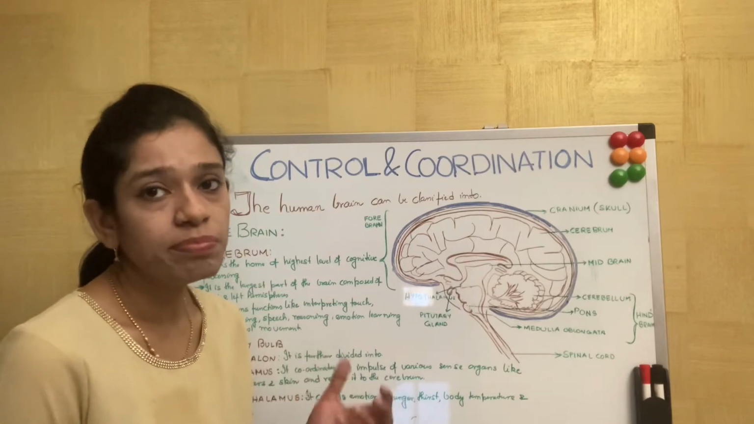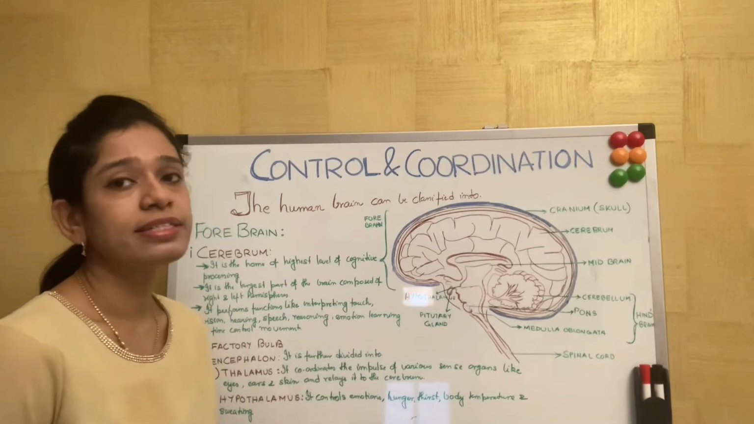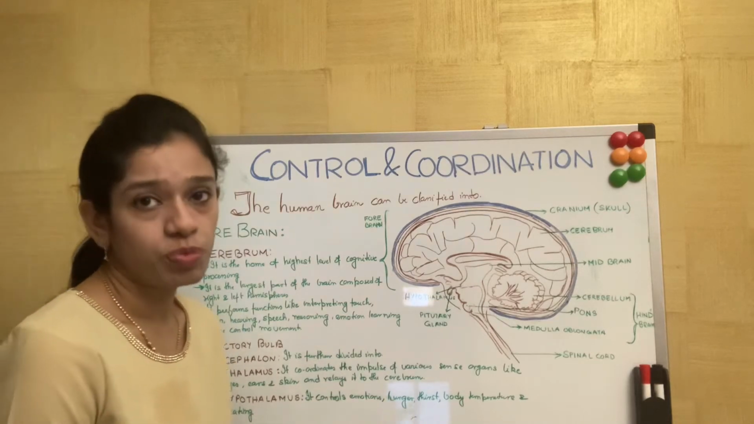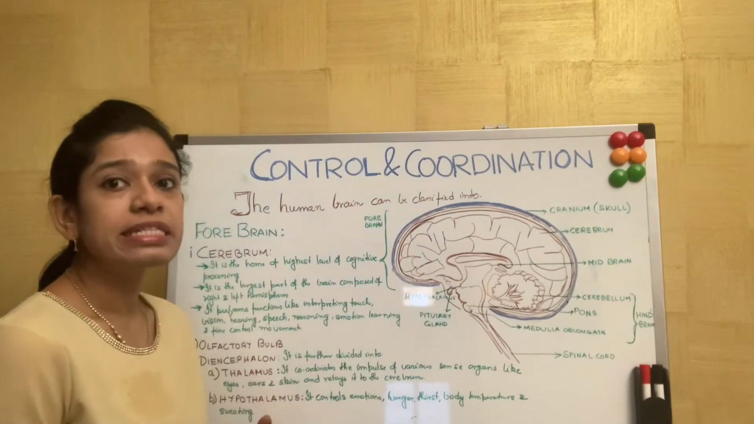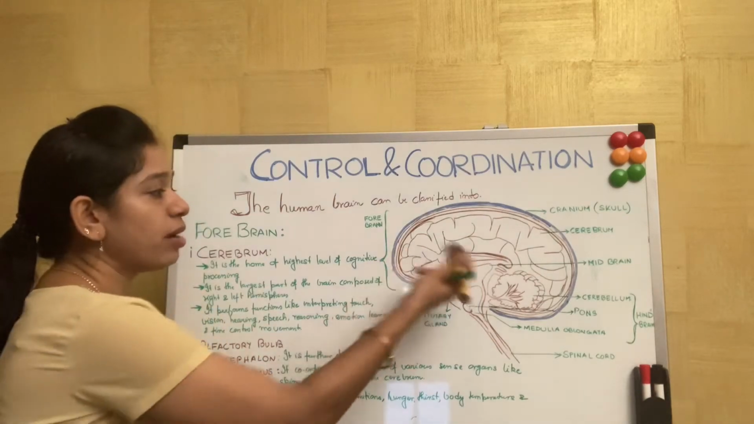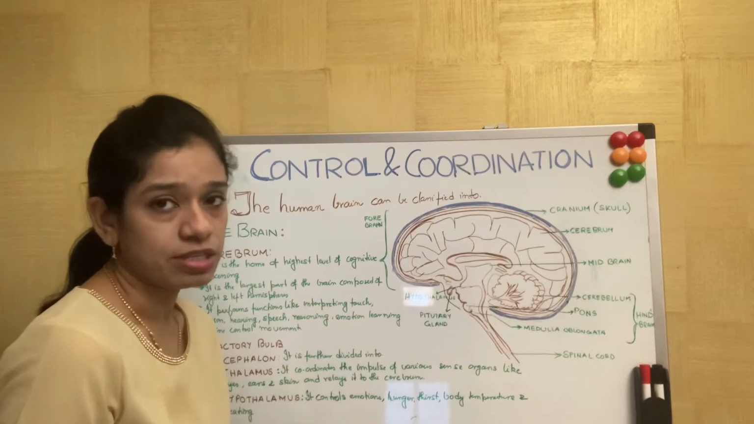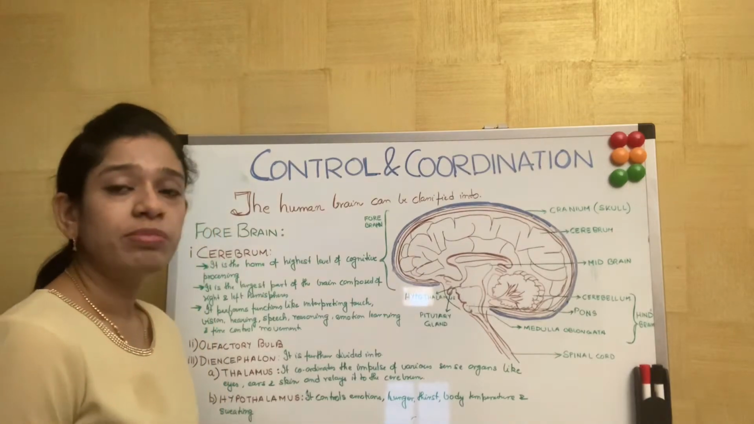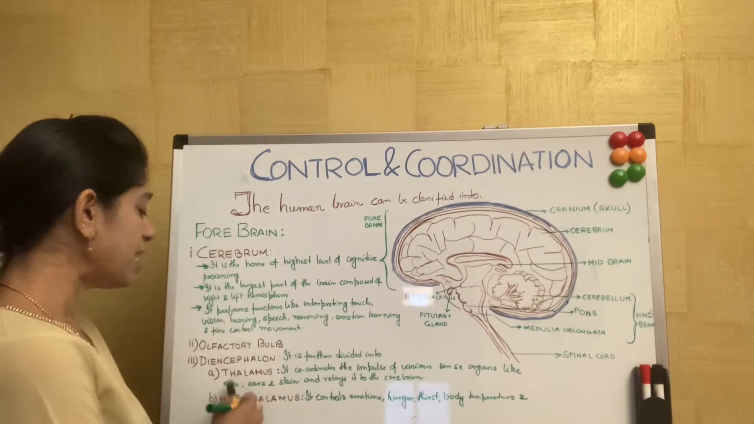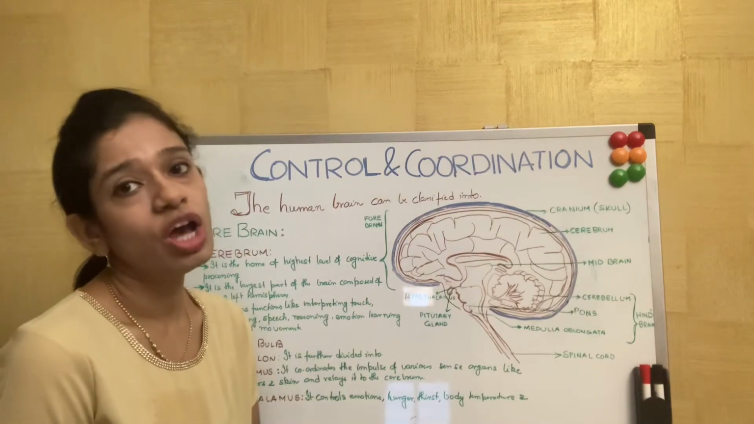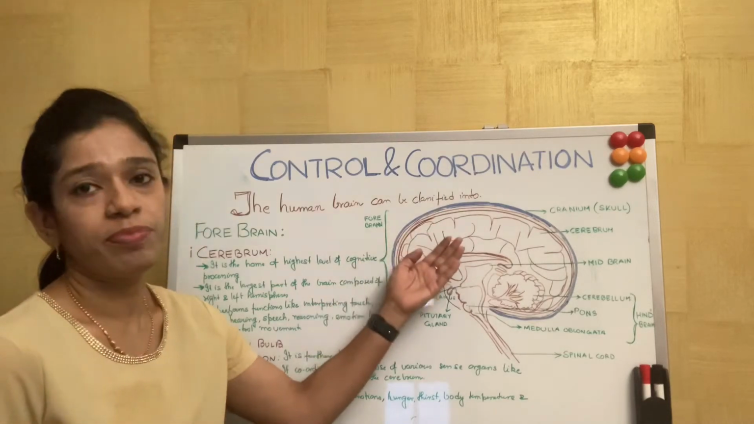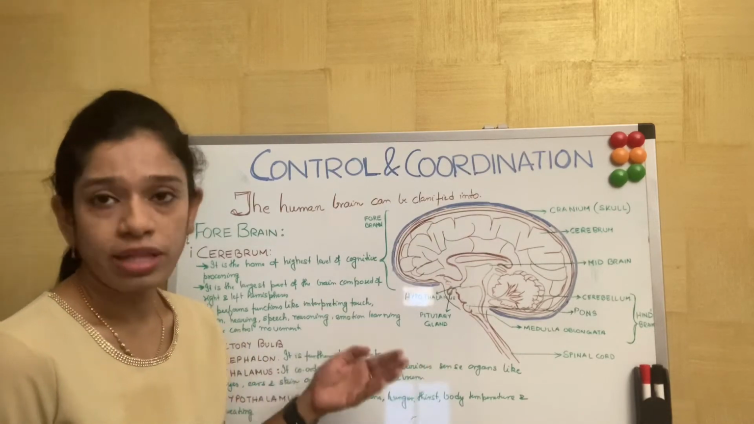It takes the impulses from the sense organs and sends them to the cerebrum for processing, because that is the processing center of the brain. The thalamus takes care of the impulses of the sense organs, that is, the eyes, ears and skin. They are all taken up by the thalamus and sent to the cerebrum for interpretation and processing.